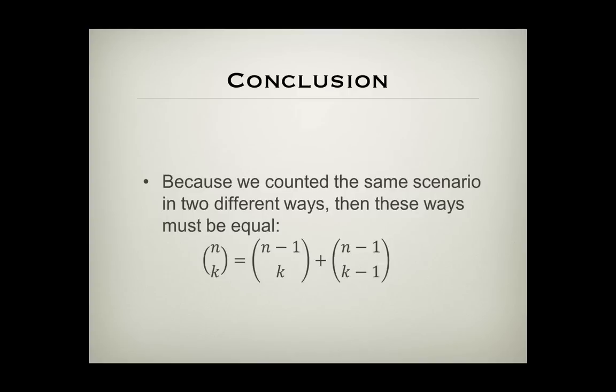Because we counted the same scenario in two different ways, these ways must be equivalent. That is, choose k from n elements is equivalent to choose k from n-1 elements plus choose k-1 from n-1 elements.